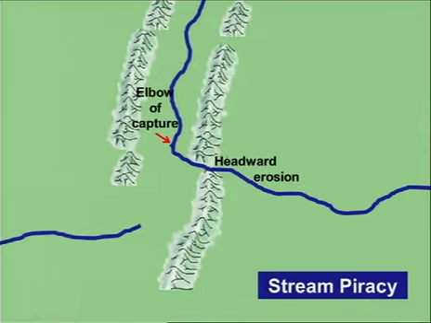Now, if we have a look at the features of stream piracy, they are the following. The first one is the elbow of capture. Can you see it looks like an elbow? Right? The elbow of capture is the exact place where the piracy has taken place. Secondly, the captor stream. Now the captor stream, that was the guy who's the cheat. He's the guy that's going to steal the water. Have a look at that. That's the captor stream. This one, headward erosion, and eventually he joined up with that one. So that one will be the captured stream because that one's water has been captured.